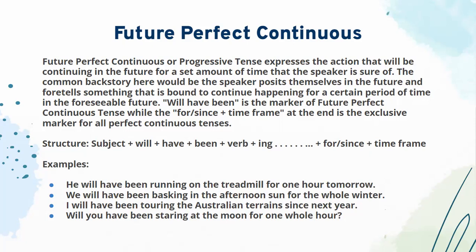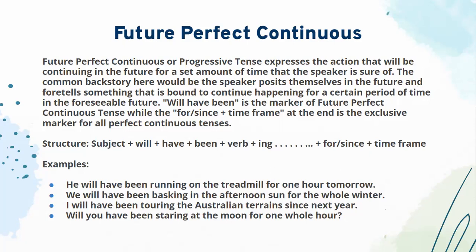Will have been is the marker of future perfect continuous tense, while the for/since plus time frame at the end is the exclusive marker for all perfect continuous tenses. So the structure: subject, will have been, then verb-ing, then for or since, and our time frame.